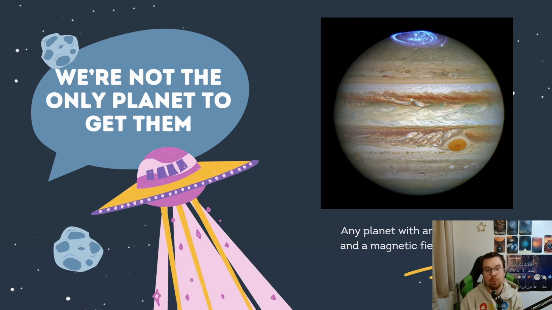We're not special. We're not the only planet that gets aurora. Any planet with an atmosphere, so air, and a magnetic field can get aurora. It has to have both of these things. So we've got a picture here of Jupiter's aurora. You can see it's this nice blue color, and this is much, much bigger than the Earth's aurora. So it would be pretty cool to see if you're on Jupiter.